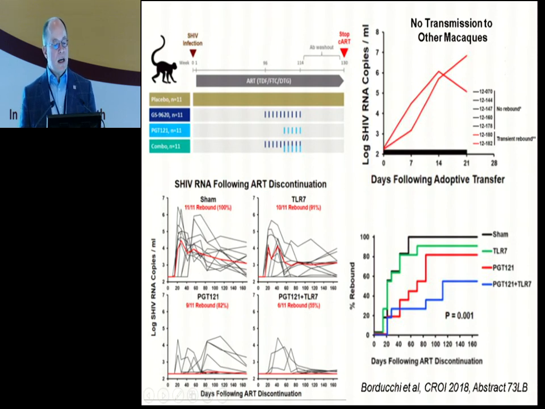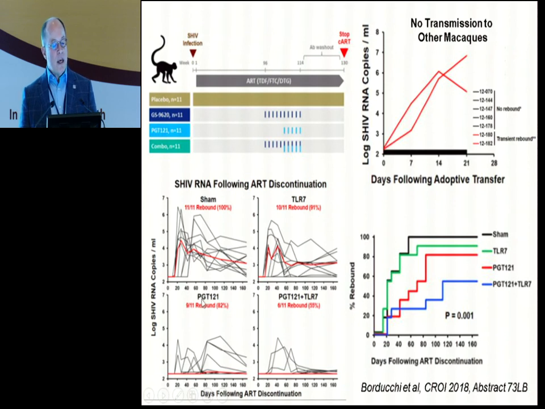And what you can see here is that after this dosing protocol, they stopped the antiretroviral therapy to see if they would rebound or not. And of course, all of the animals that got the sham infusions rebounded, generally pretty quickly. If they got the TLR7 agonist alone, 10 of the 11 rebounded, so 1 did not.